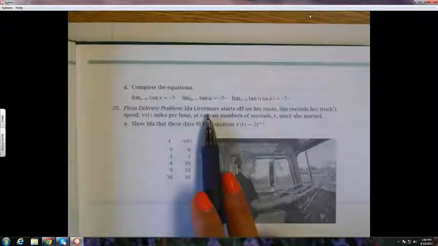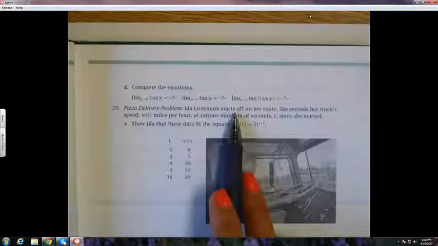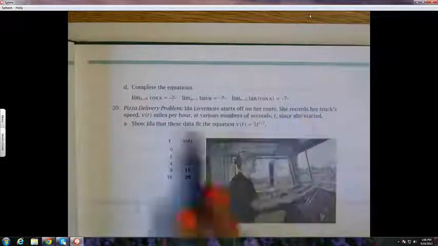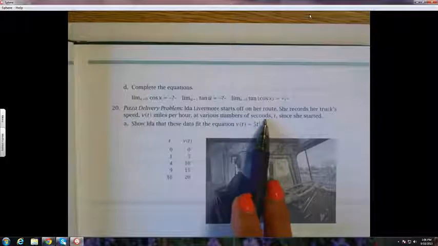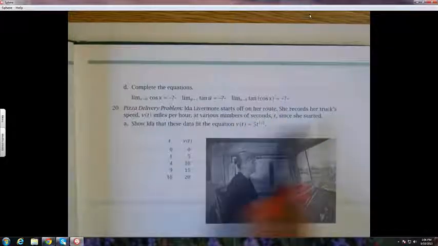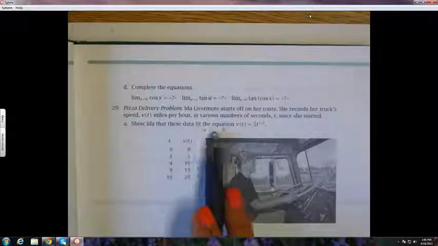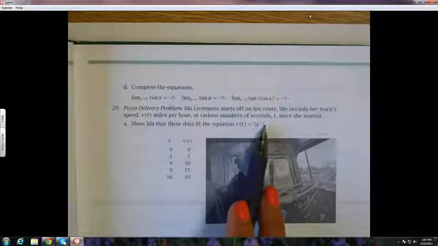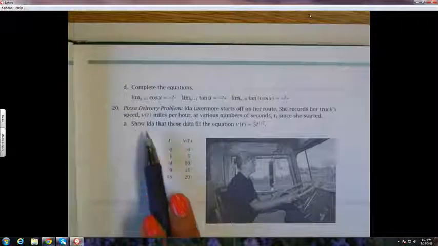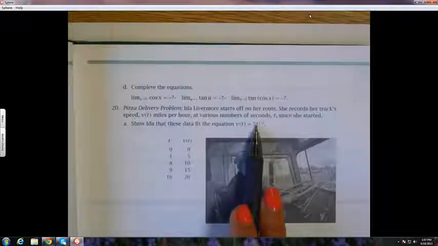Ida Livermore starts off on her route. She records her truck's speed and velocity in miles per hour at various numbers of seconds since she started. Show that these data fit the equation velocity equals 5t to the 1/2. So all they're asking you to do here is plug some numbers in and show that you get the velocities here.